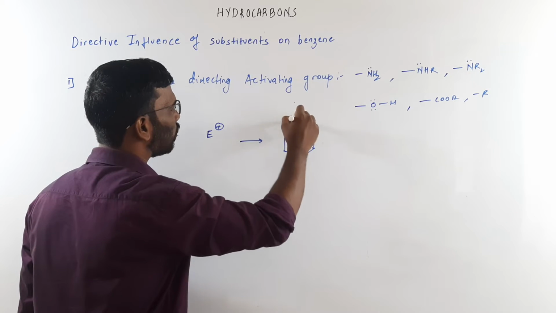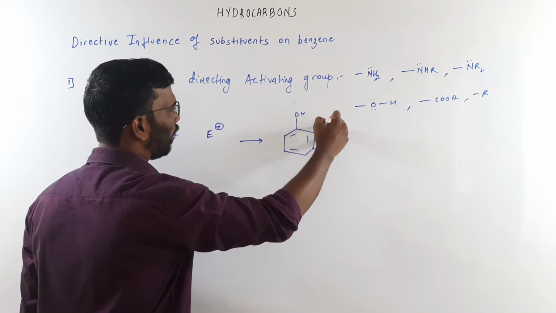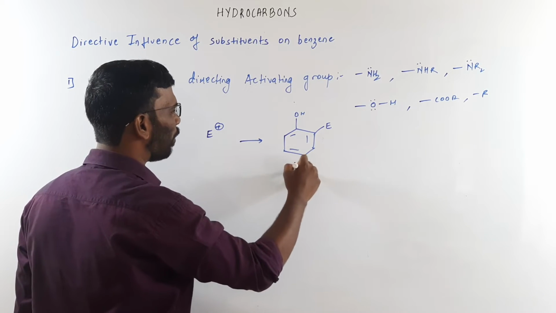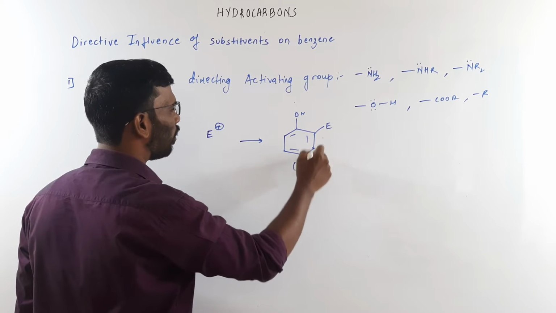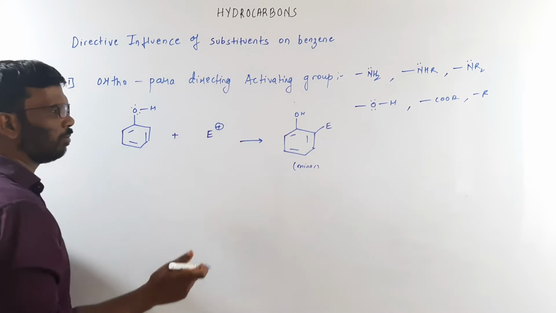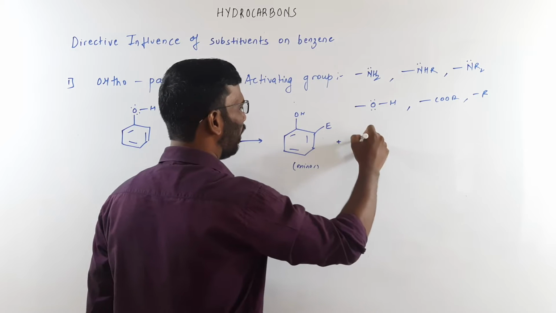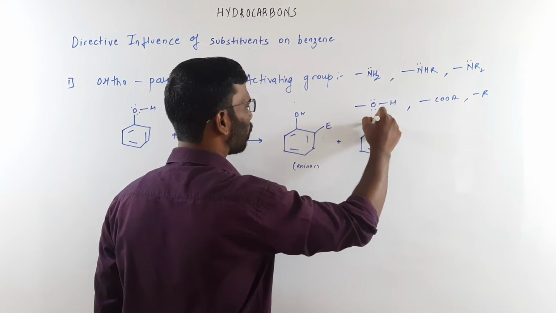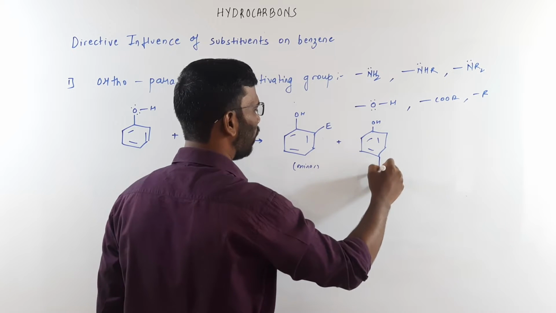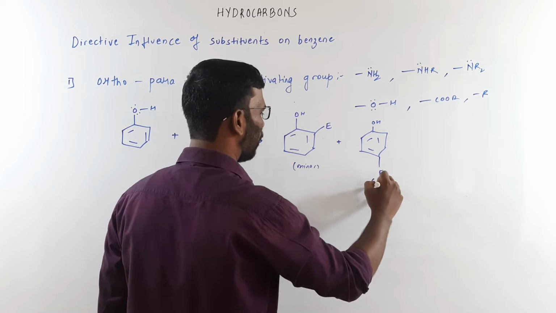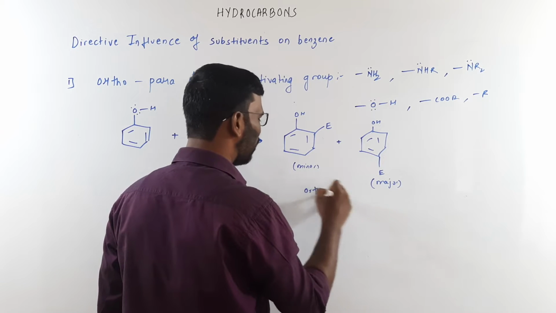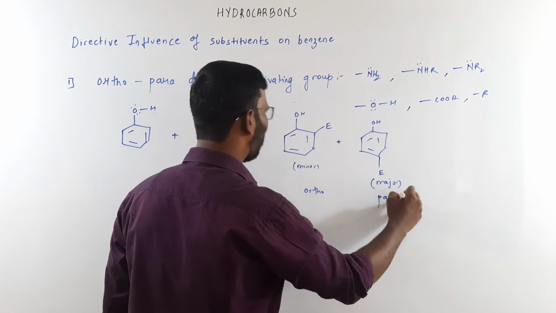One is OH, and here will be the E because it is an electrophile E, and this may be a minor product, with a lot of repulsion, less stable. And the other will have the E here. This is the major product. This is the ortho position, and this is para.